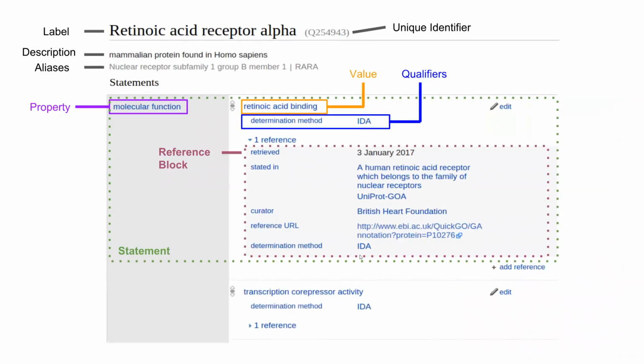The way data can be added onto items in Wikidata is through statements on items. As an example, this is a protein item in Wikidata. Each item has a unique identifier, which is a QID. Each item can have labels, descriptions, and aliases in any number of languages.